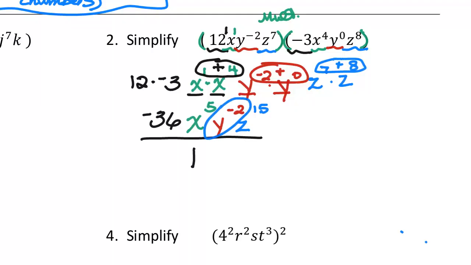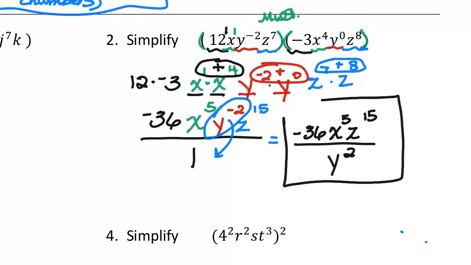All right, y to the negative 2. That means you need to move it into the other place of the fraction. That's the only one. And when you move it, you remove the negative sign. So negative 36 stays the same, x to the 5th stays the same, z to the 15th stays the same, and y to the negative 2 moves down to be y to the positive 2. And that is your final answer.